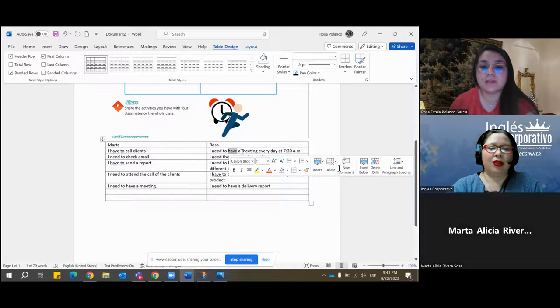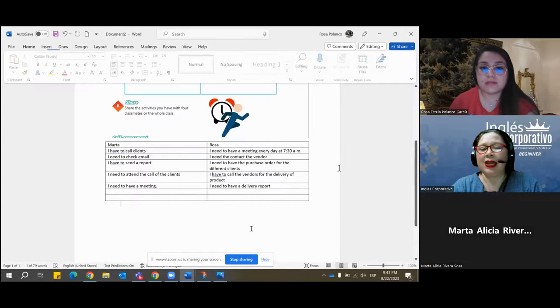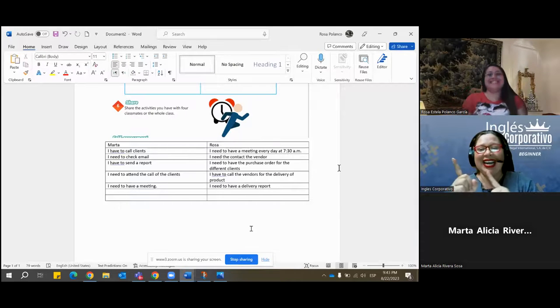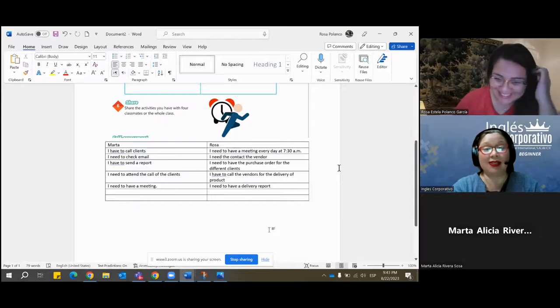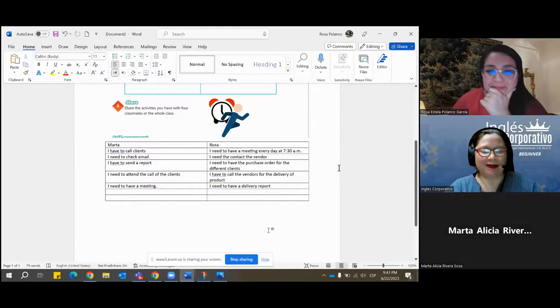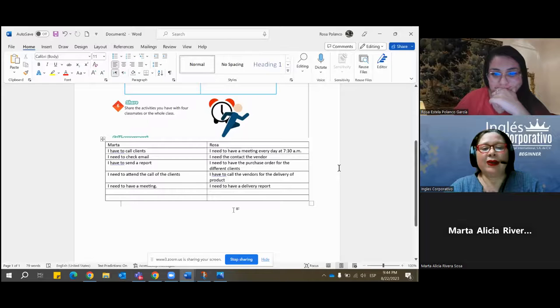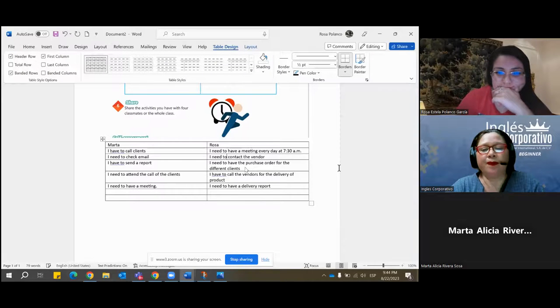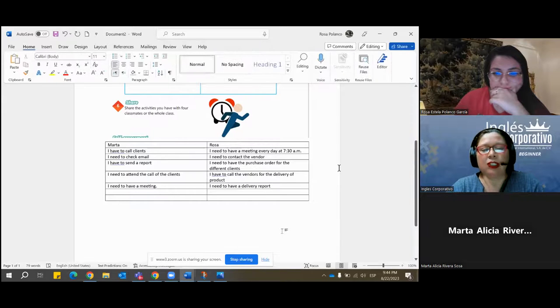Este lo tienes que poner en has. No, el que tiene que, ella lo dijo bien. Okay, ajá, es en el need que hay que agregarle la S. You have to add letter S to need. It's needs. I need to contact the vendors. She needs to have the Porsche. No. La segunda, the second one, it says she needs. Ahí le falta to. To contact the vendor or to contact with the vendor. Okay. To contact the vendor. It's okay.